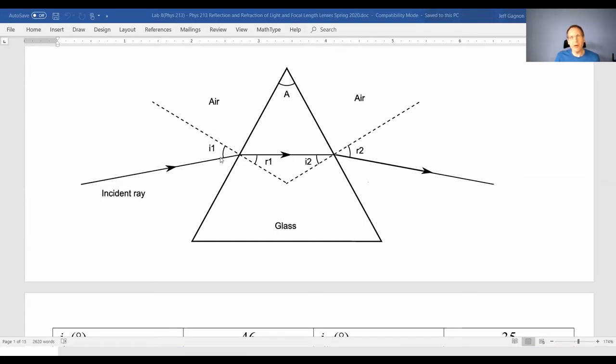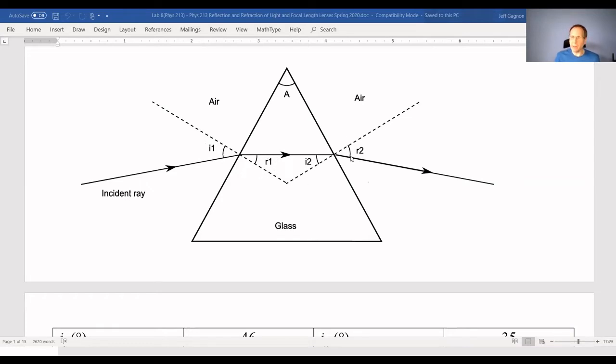And then when it goes from air to glass, it's going to refract, it's going to bend towards the normal. So R1 is going to be less than I1, because it's going from an index of refraction of air, which is about 1, to one of glass, which is higher, around 1.5. So I1 is the angle of incidence, and R1 is your angle of refraction.